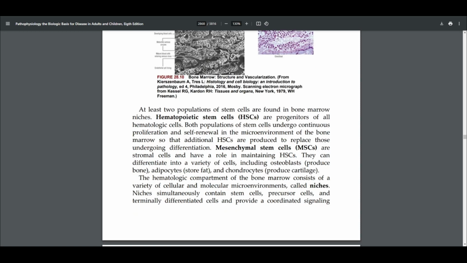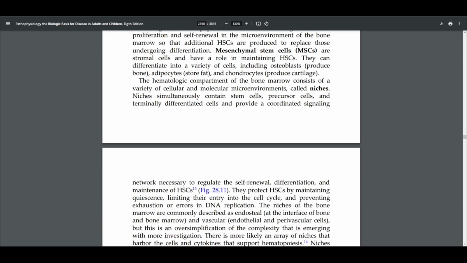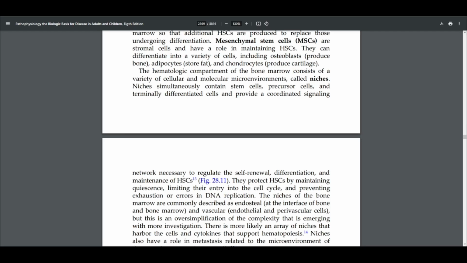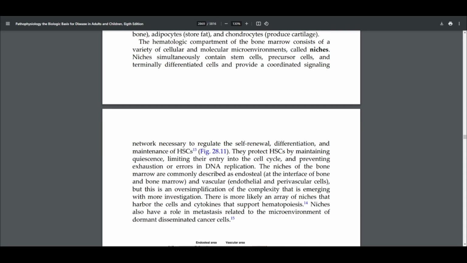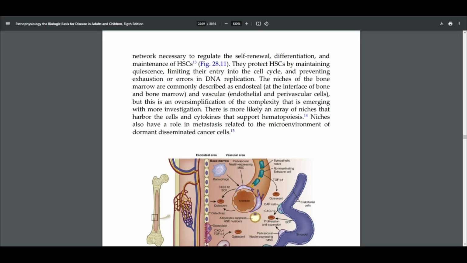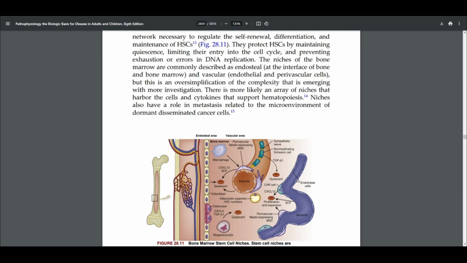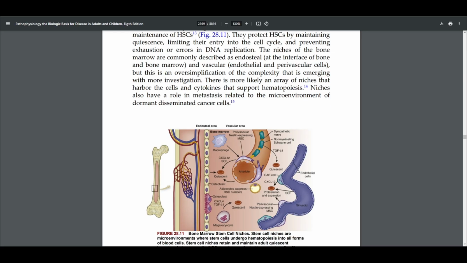The hematologic compartment of the bone marrow consists of a variety of cellular and molecular microenvironments called niches. Niches simultaneously contain stem cells, precursor cells, and terminally differentiated cells, and provide a coordinated signaling network necessary to regulate the self-renewal, differentiation, and maintenance of HSCs. They protect HSCs by maintaining quiescence, limiting their entry into the cell cycle and preventing exhaustion or errors in the DNA replication. The niches of the bone marrow are commonly described as endosteal and vascular, but this is an oversimplification of the complexity that is emerging with more research.